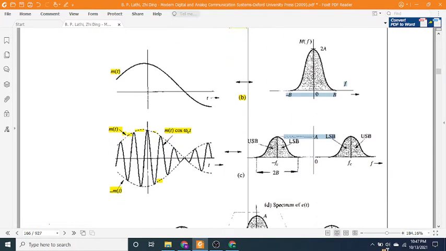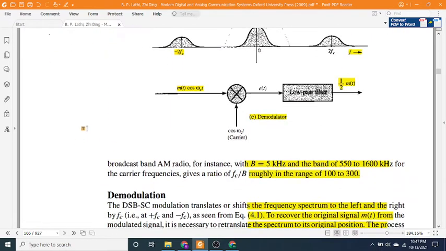For the broadcast band AM radio, for instance, with B equals 5 kHz and the band of 550 to 1600 kHz for the carrier frequencies, this gives a ratio of fc/B roughly in the range of 100 to 300.